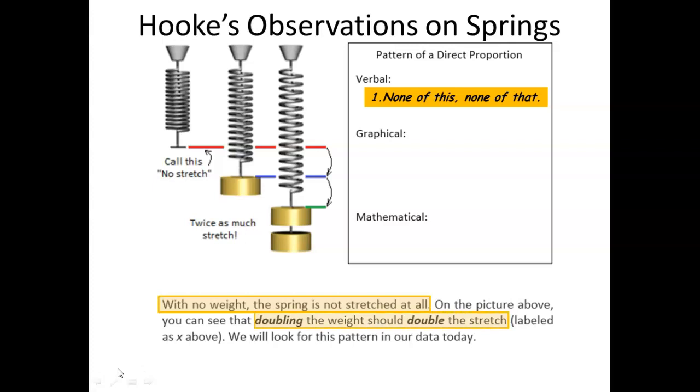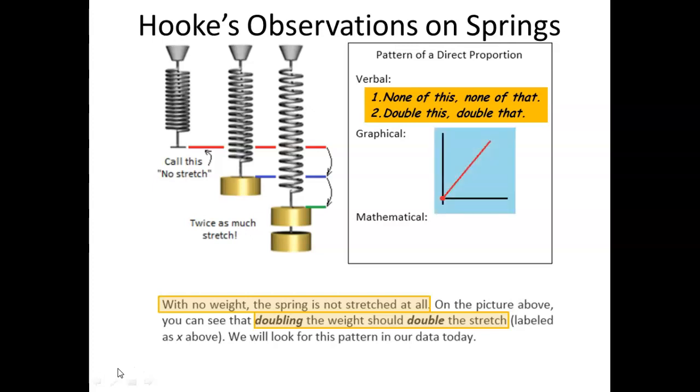And verbally, you can say this as double this, double that. So direct proportions always follow this pattern. A value of 0 in one variable causes a value of 0 in the other. Doubling one doubles the other. And the way I say that is none of this, none of that, double this, double that. Makes it easy to remember.